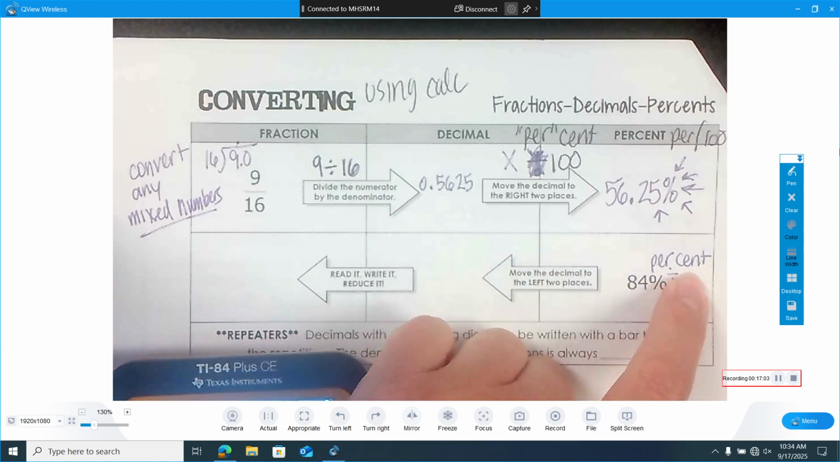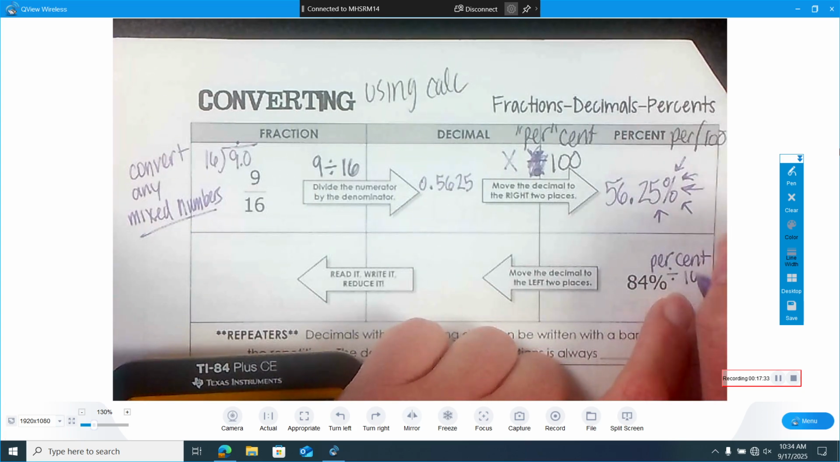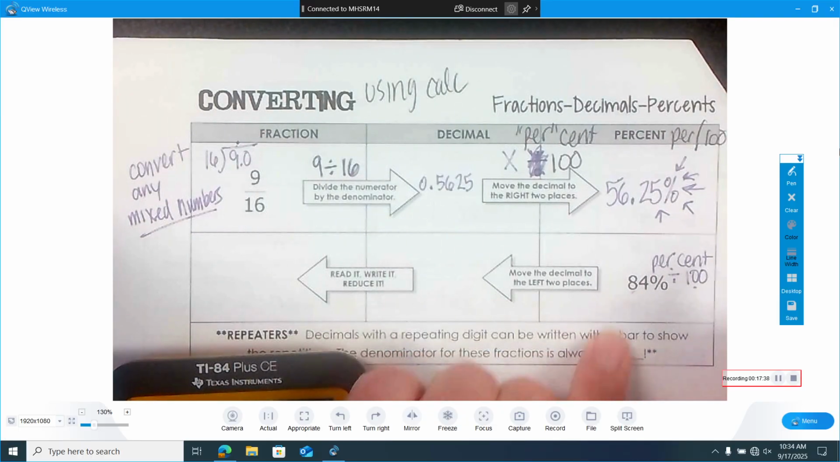And what does cent remind you of? Century. What about like dollars and cents? How many cents is that? How long is a century? 100, okay? And how many pennies, how many cents are in a dollar? 100, okay? So when we have the word percent, it's literally telling us what to do. It's saying, hey, take 84 and divide it by 100.